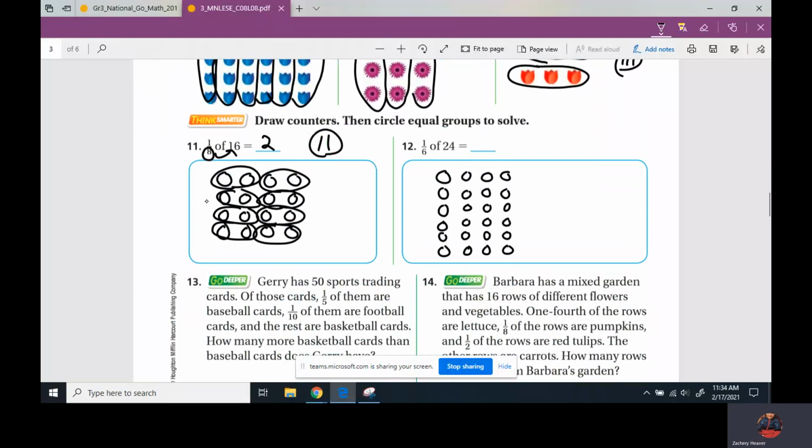And how many times can 6 go into 24? 6, 12, 18, 24, 4 times. So look, this will be 6 groups of 4. So 1 group, 2 groups, 3 groups, 4 groups, 5 groups, and 6 groups. There's 4 total in each. So 1/6 of 24 is 4.